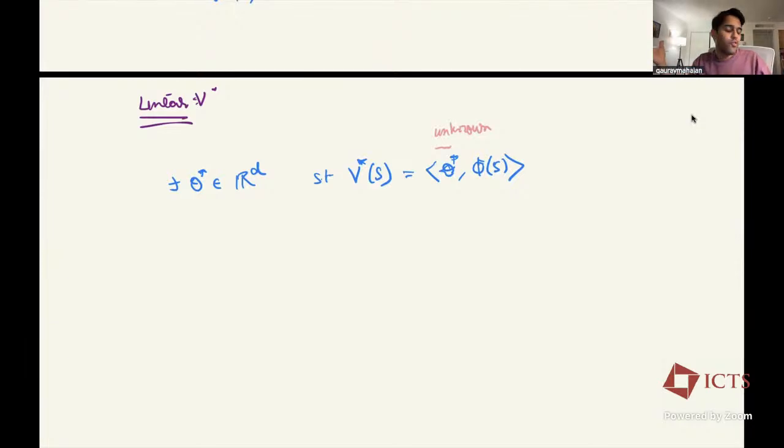And there's some norm bounds on it, say the norm is less than 1. Okay, and then the question is, if you assume this is true about your features, can you design efficient algorithms?